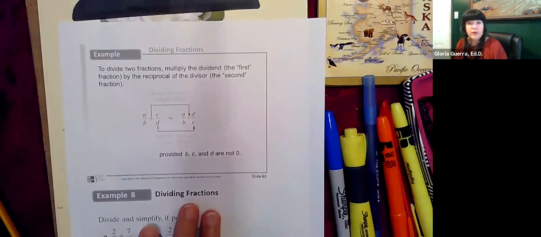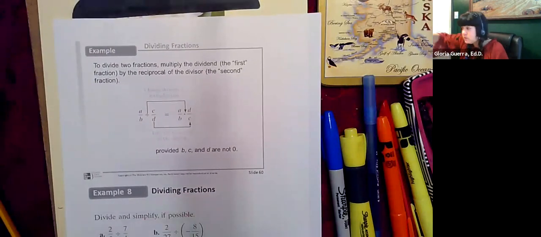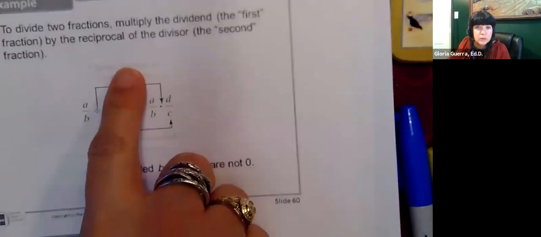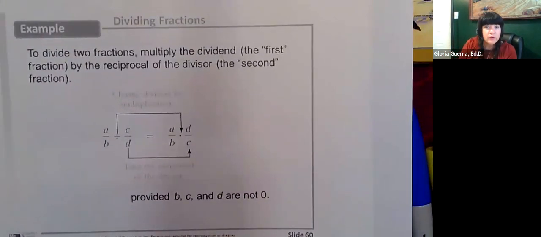To divide fractions, it says, let me make this larger. It's really light. This part is really light. To divide two fractions, multiply the dividend. And which one is the dividend? They're telling you it's the first fraction, by the reciprocal of the divisor. And which one's the divisor? They tell you that's the second fraction.